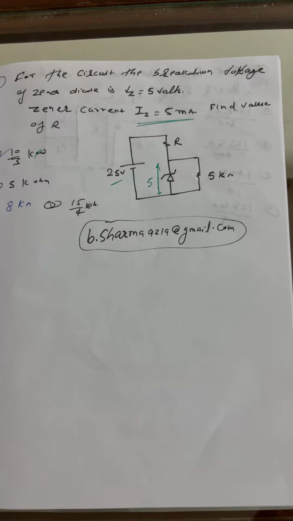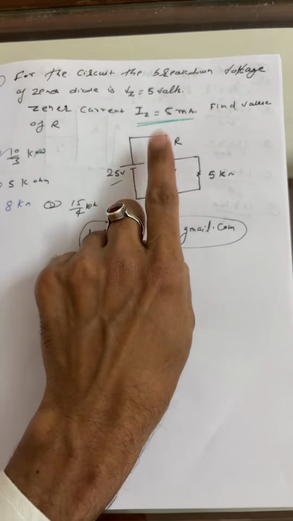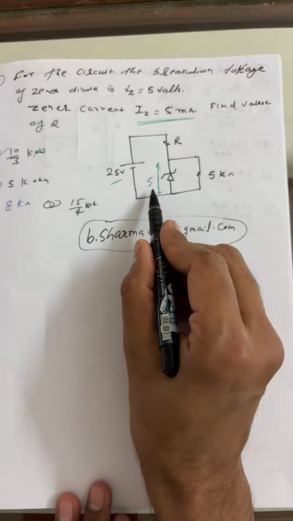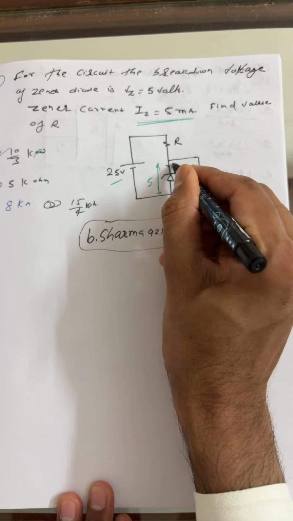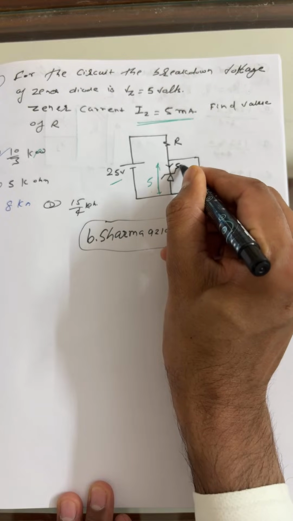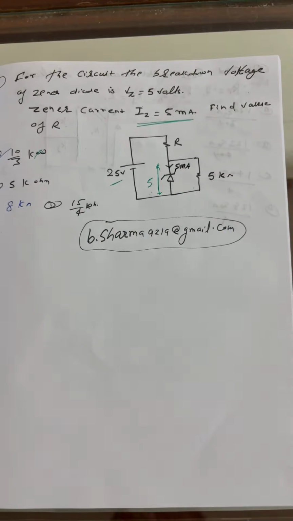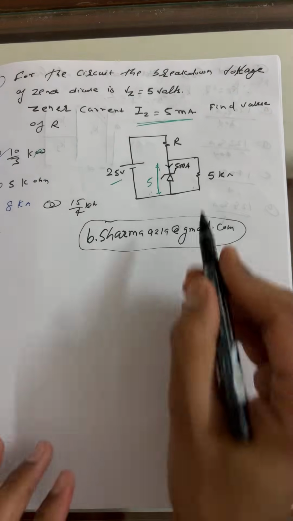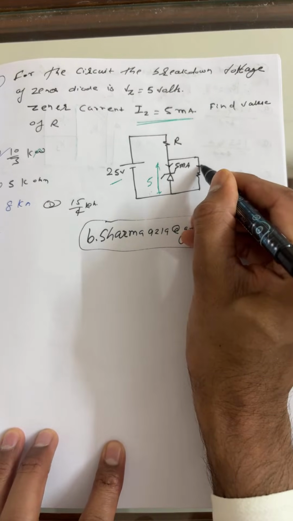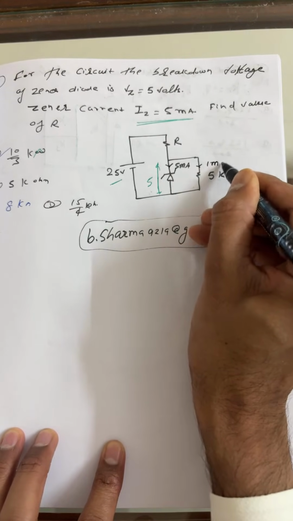What is the remaining drop over here? 20 volt only. This is the 5 volt, this is 5 volt. It is already mentioned: current in the Zener diode is 5 milliampere. Right? This is 5 volt, so what current is over here? You can write this is 1 milliampere.